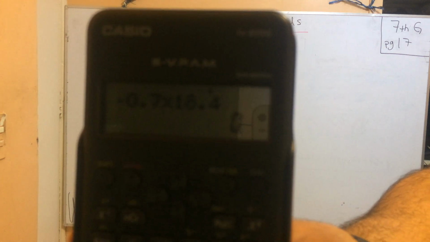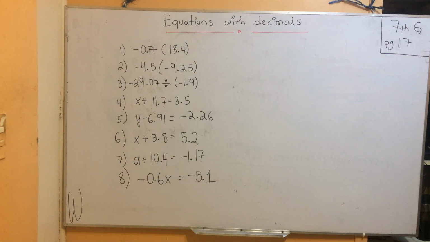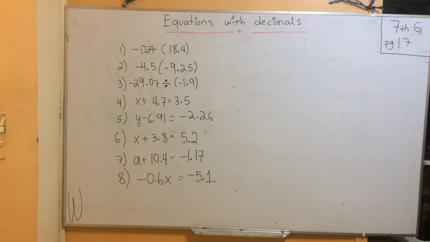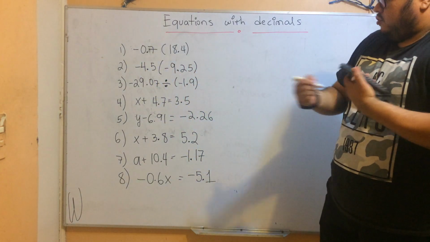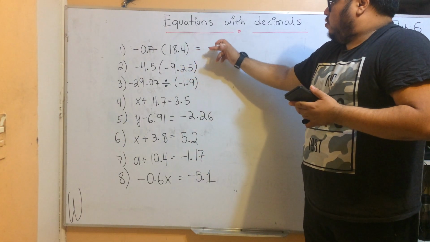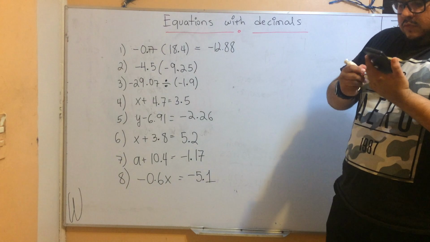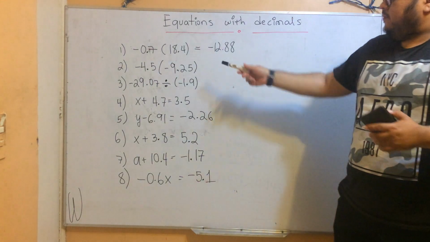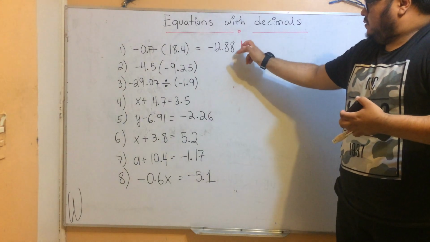If you want to see how it looks in the calculator, you can check it here. I'm not sure if it's clear, but you can do that as well. Here we need to remember the negative and positive rules. It's important: if we have negative times a positive, it's going to be a negative answer. So when we do this multiplication, the answer is minus 12.88. Here we just multiply: negative times positive, negative. 0.7 times 18.4 is 12.88. So here we have our first answer.